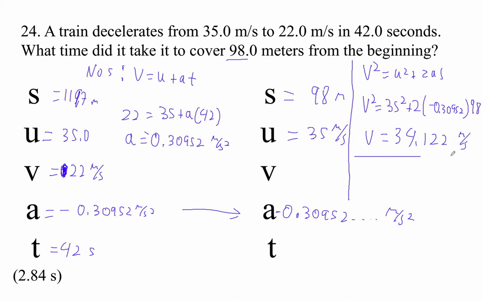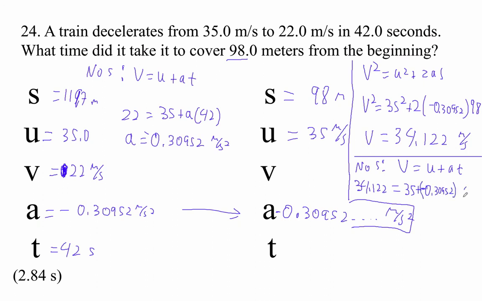Now I'm going to use no s. We're running out of space. I'm going to use no s to find the answer because it's my favorite. So our final velocity is 34.122. Our initial velocity is 35 plus negative 0.30952 times t. I think I've got it.